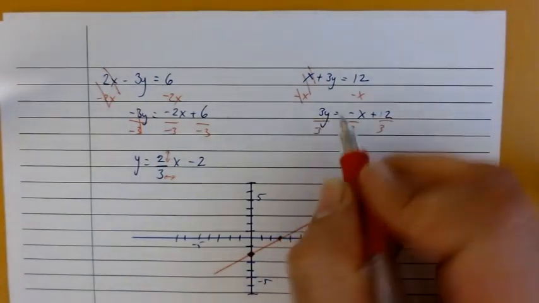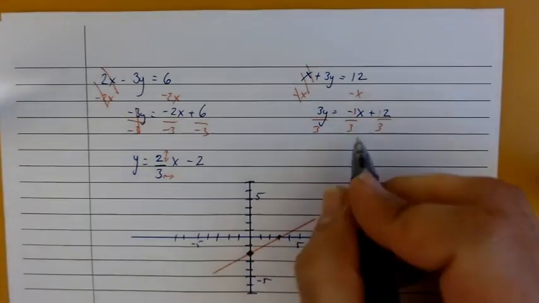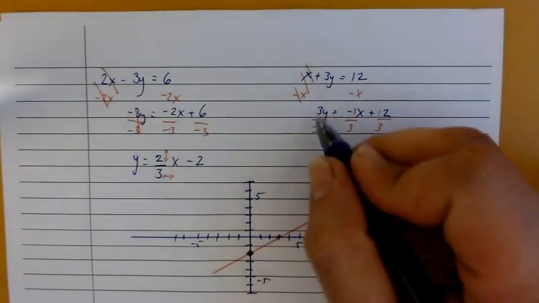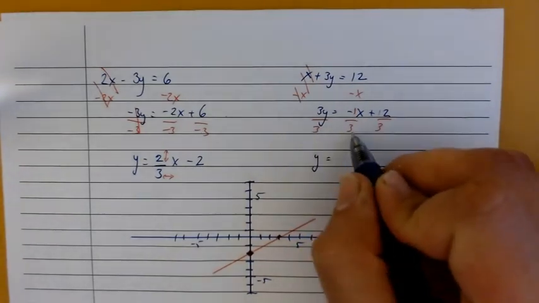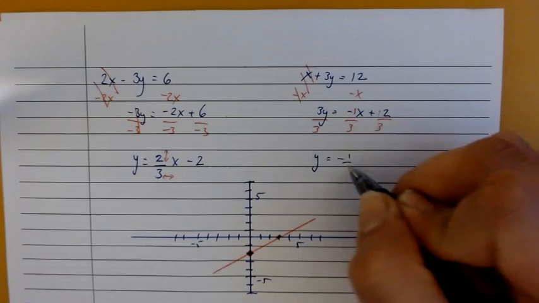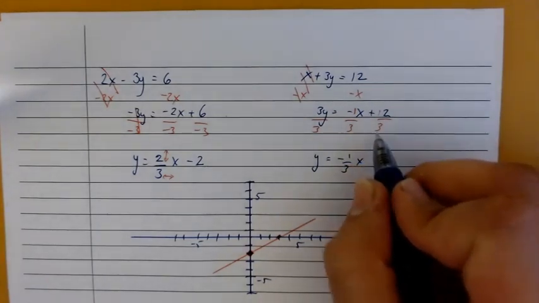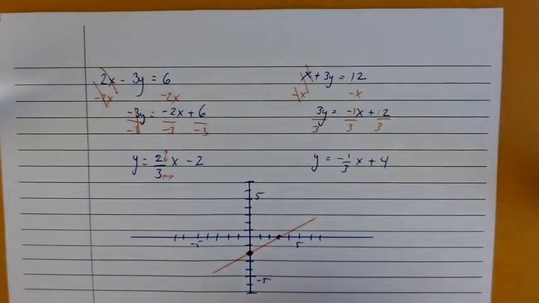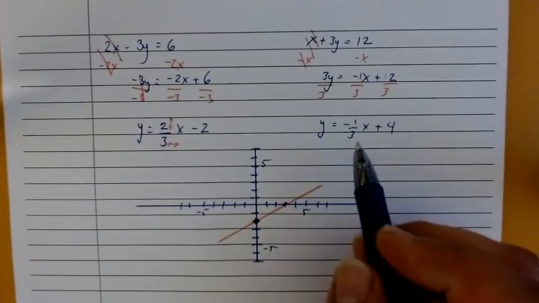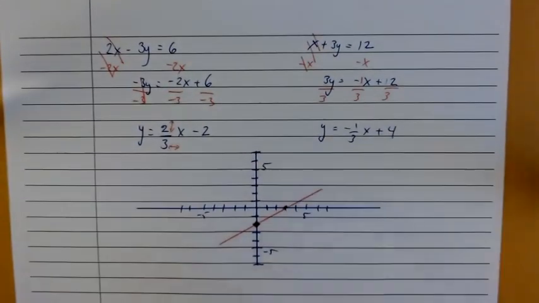Now remember, negative x is like saying negative 1 times x. So here, these 3's divide away, and that gives you just your y. Here, negative 1 over 3, well, that's negative 1/3, don't forget your x. And then a positive 12 divided by 3 is a positive 4, just like that. So now that can be graphed. Again, we have an intercept of (0, that number right there), in this case (0, 4).